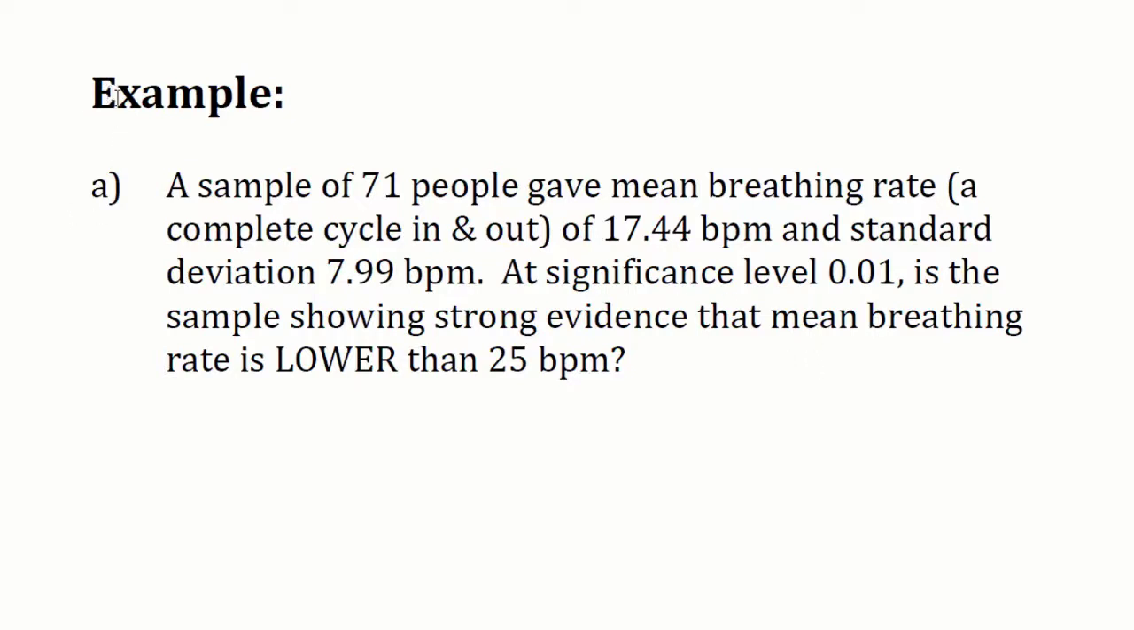So example A says a sample of 71 people gave mean breathing rates, and mean breathing rate here is a complete cycle in and out, of 17.44 BPM, which stands for breaths per minute, and standard deviation 7.99 BPM. So at significance level 0.01, is the sample showing strong evidence that mean breathing rate is lower than 25 BPM?